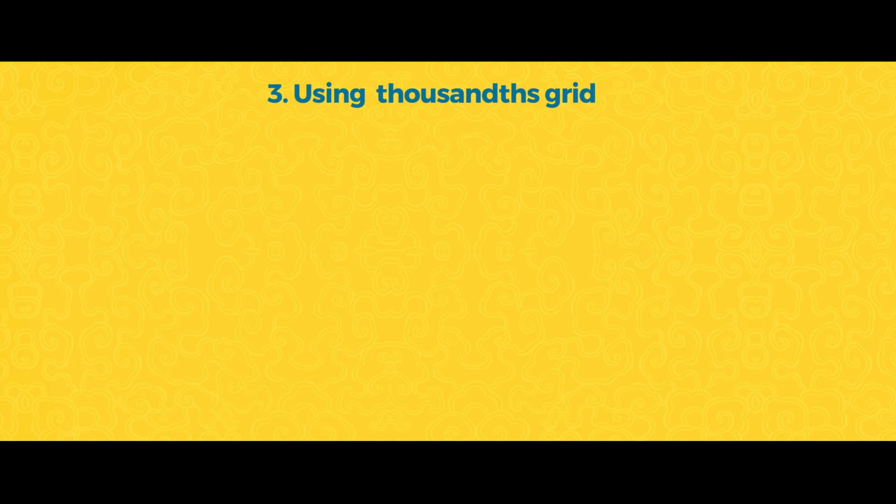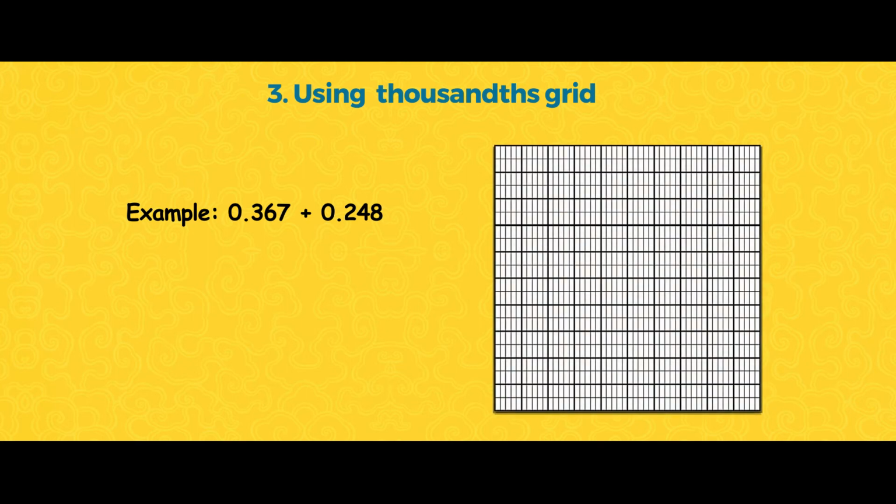Okay, let's take another example, that is 0.367 plus 0.248. Now this is the 1000 grid. Okay, look at the first addend. You have no numbers in the whole number part, so just concentrate on the decimal part.